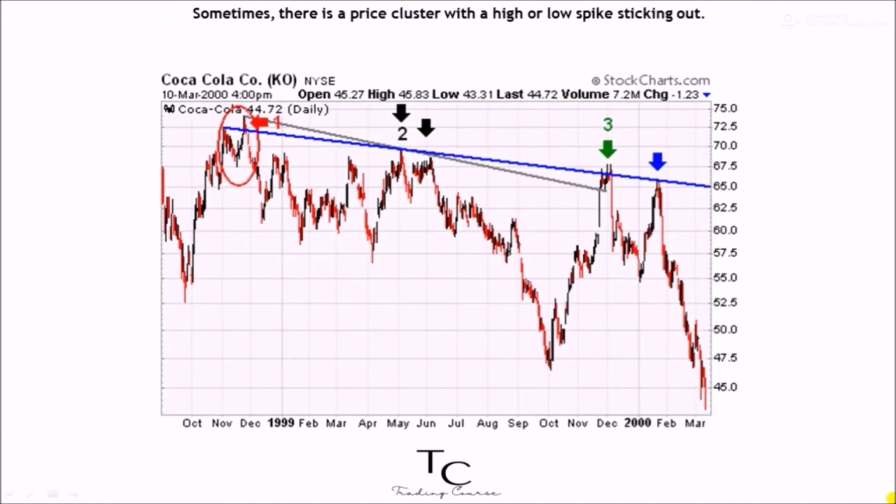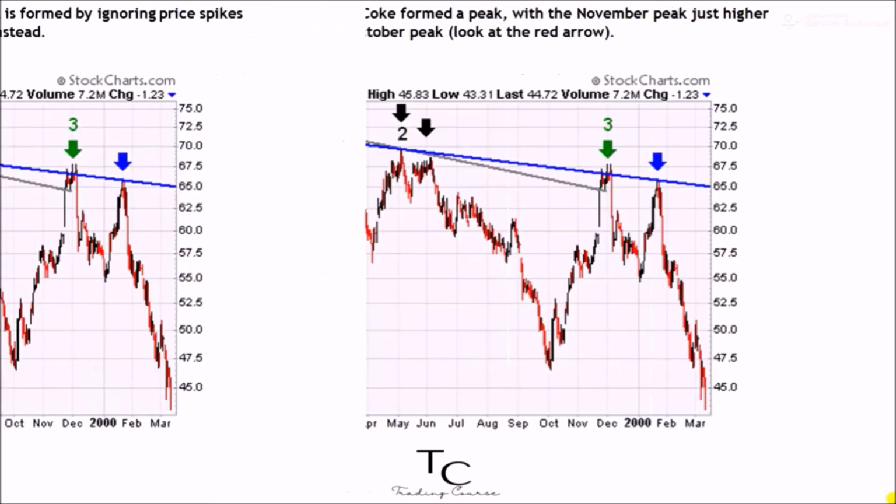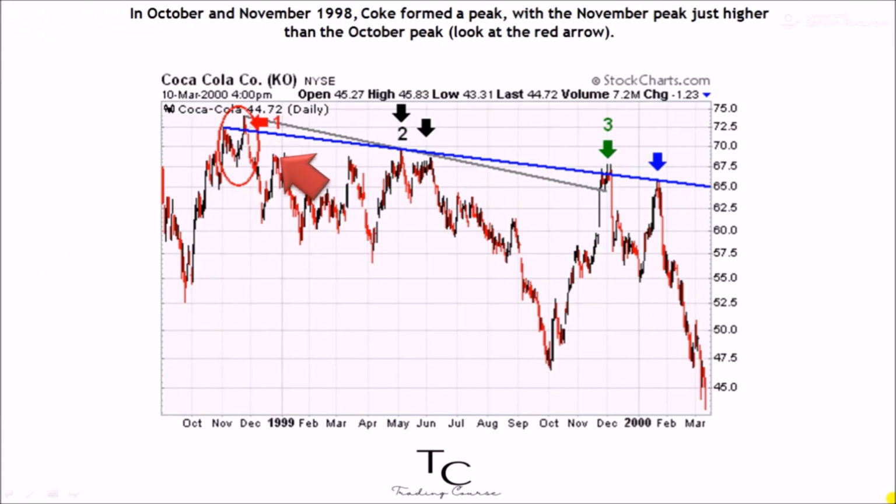Sometimes there is a price cluster with a high or low spike sticking out. A price cluster is an area where prices are grouped within a tight range over a period of time. The price cluster can be used to draw the trend line, and the spike can be ignored. The Coca-Cola (CO) chart shows an internal trend line that is formed by ignoring price spikes and using the price clusters instead. In October and November 1998, Coke formed a peak, with the November peak just higher than the October peak. Look at the red arrow.